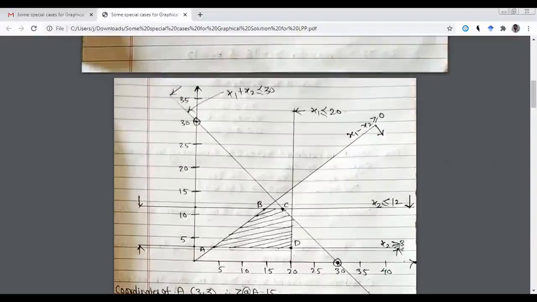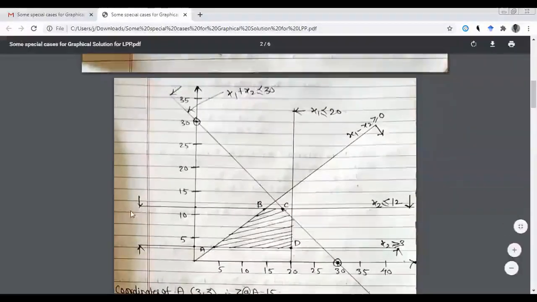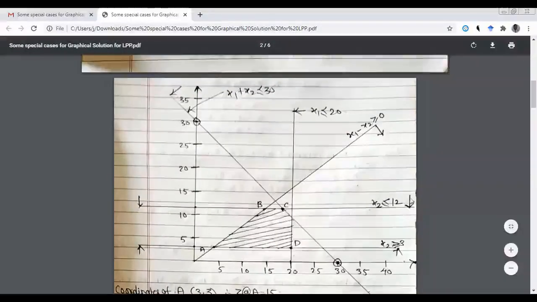Similarly, x2 is greater than or equal to 3. So for this, the point happens to be x2 equal to 3, and as the x2 value should exceed or be equal to 3, the arrow mark that I have given is the upward arrow mark here, right? Similarly, for x2 less than or equal to 12, what it suggests is that the x2 value can be 12 or it can be less than 12. So this is the constraint line for this equation, and the arrow mark that has been shown is on the downward side.